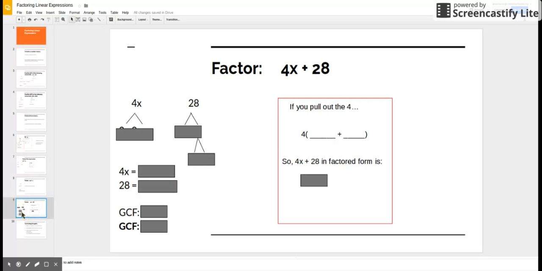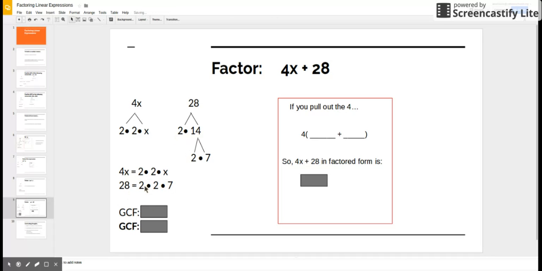And for our last example, we have factor 4x plus 28. 4x can be broken down to 2 times 2 times x. 28 can be broken down to 2 times 14, and then 2 times 7. Okay, so 4x is equal to 2 times 2 times x. 28 is equal to 2 times 2 times 7.